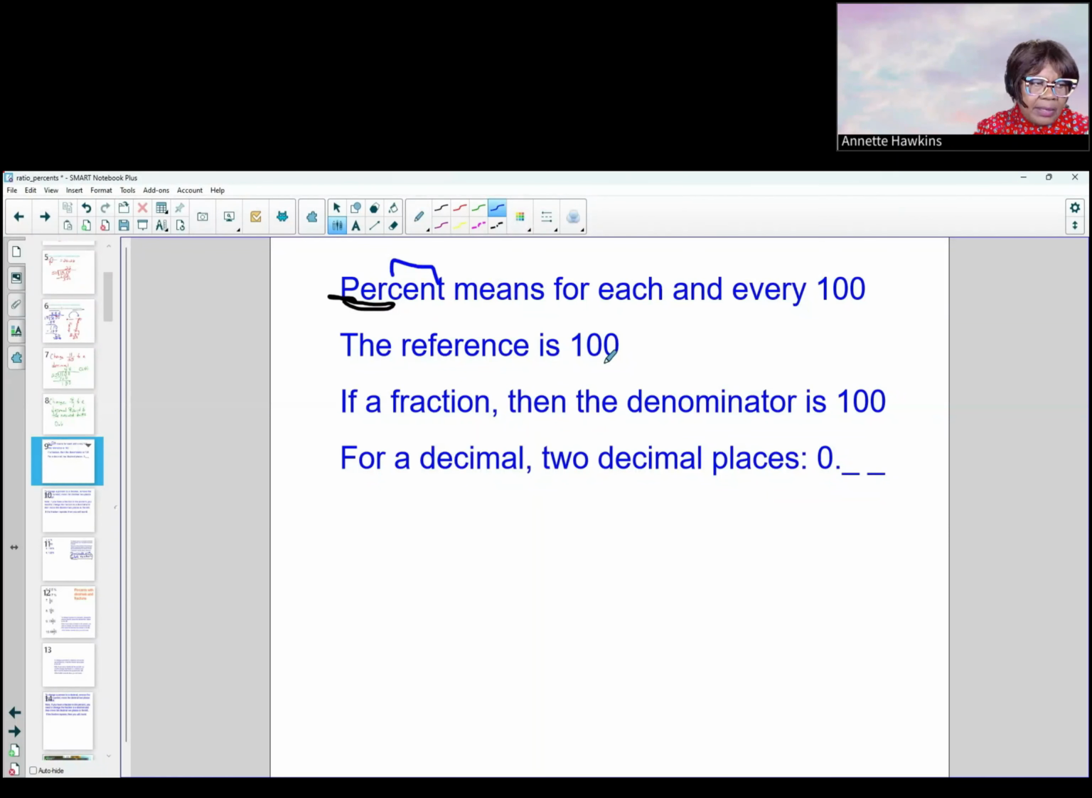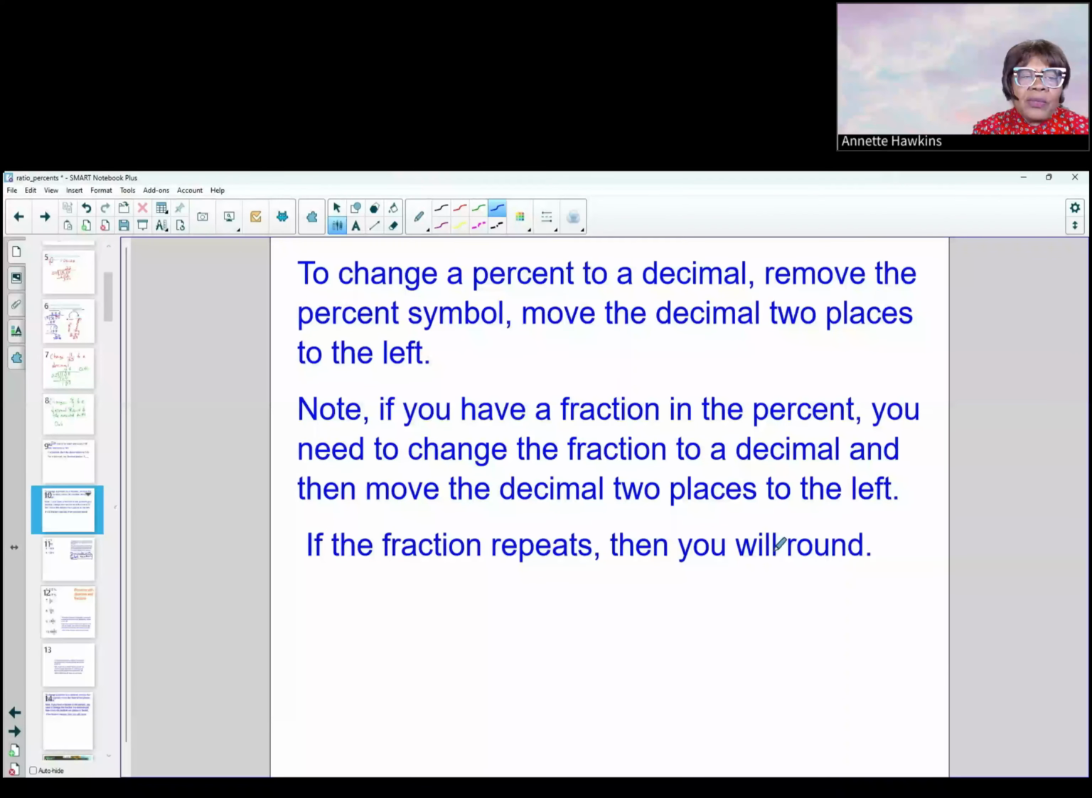To change a percent to a decimal, remove the percent symbol, move the decimal 2 places to the left.